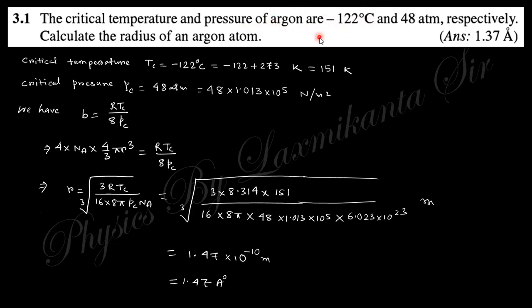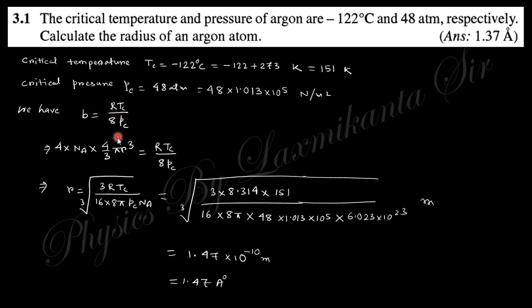This is the critical temperature and this is the critical pressure respectively. Calculate the radius of the argon atom. So you know the radius can be calculated from this formula, that is b equals 4 N_A into the volume of the molecule, right? So you need to find out b, and you know b is RTc by 8Pc. In the previous lecture we proved this relation.